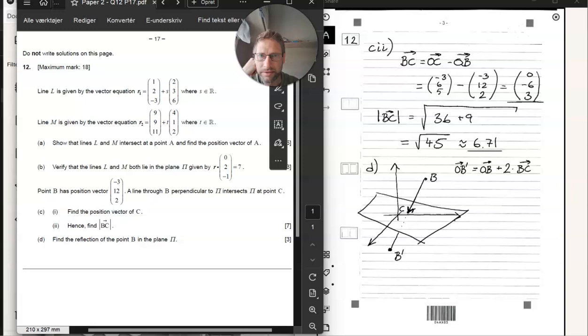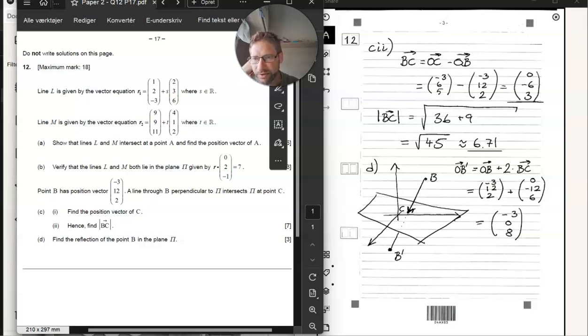the BC vector. And that is very, very straightforward, because OB was -3, 12, 2 again, and then we're just going to add 2 times this guy, 0, -6, 3. And what's that? Well, it's -3, 0, and 8. And that is the position vector of the reflection.